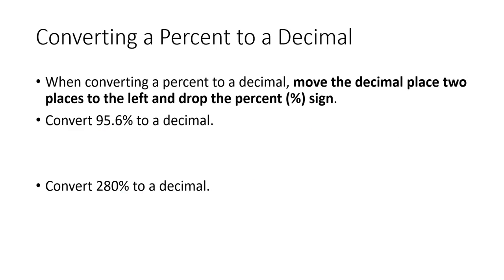If we want to convert from a percent to a decimal, we move the decimal 2 places to the left, and then we drop the percent sign. So here, 95.6%. We move this decimal place 2 places to the left, and then just drop that percent sign. And this gives 0.956. Same thing here, we move it 2 places to the left, and then drop the percent sign. So 280% becomes 2.80.